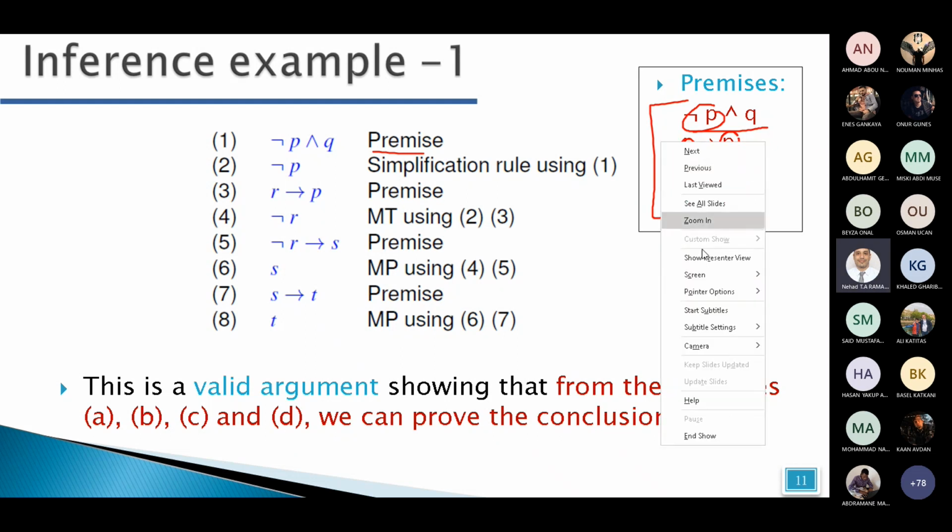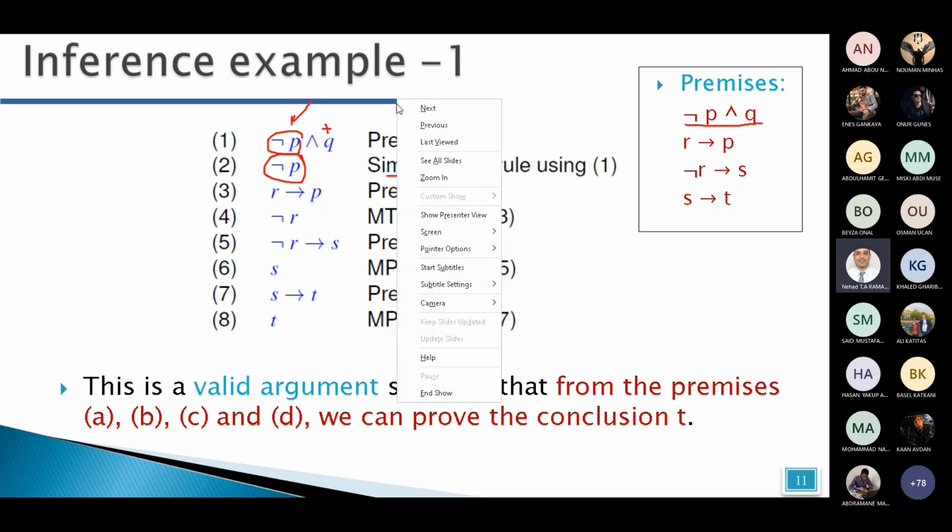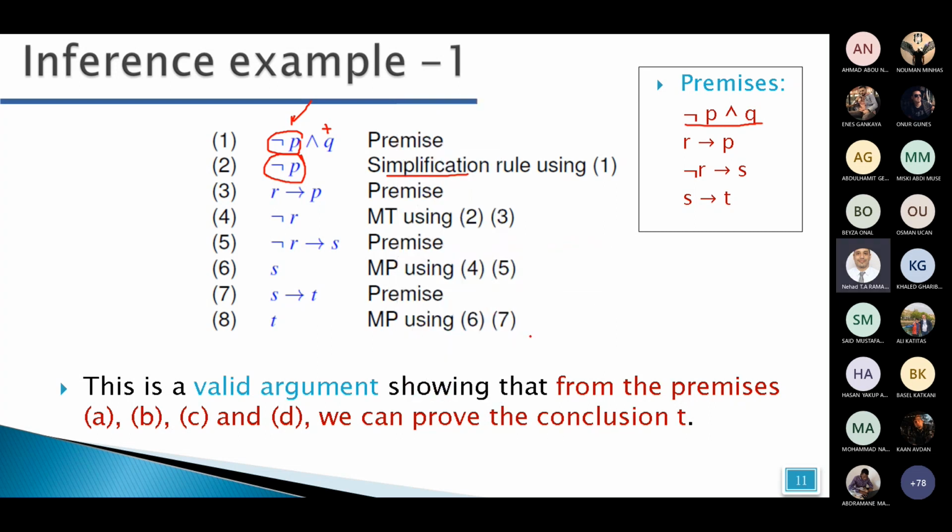Okay. From this one, we can get not P using simplification rule. When we have not P and Q, we can get not P using simplification rule, because this means this is true and this is true. So we can take this one. Okay, so this first step from first premise, it's given to us, this first line.